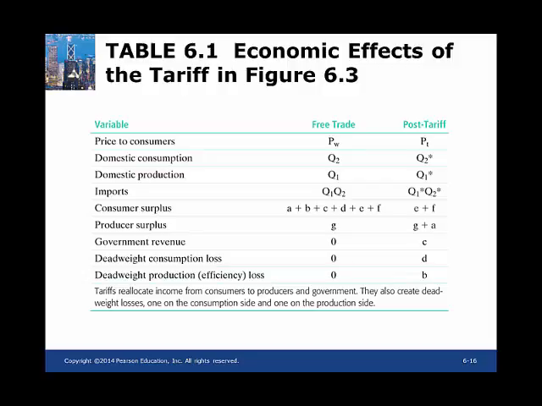Producer surplus will increase from G to G plus A. Government revenue will be C. Deadweight consumption loss shows D. Deadweight production loss shows B. Tariffs reallocate income from consumers to producers and government. They also create deadweight losses, one on the consumption side and one on the production side.